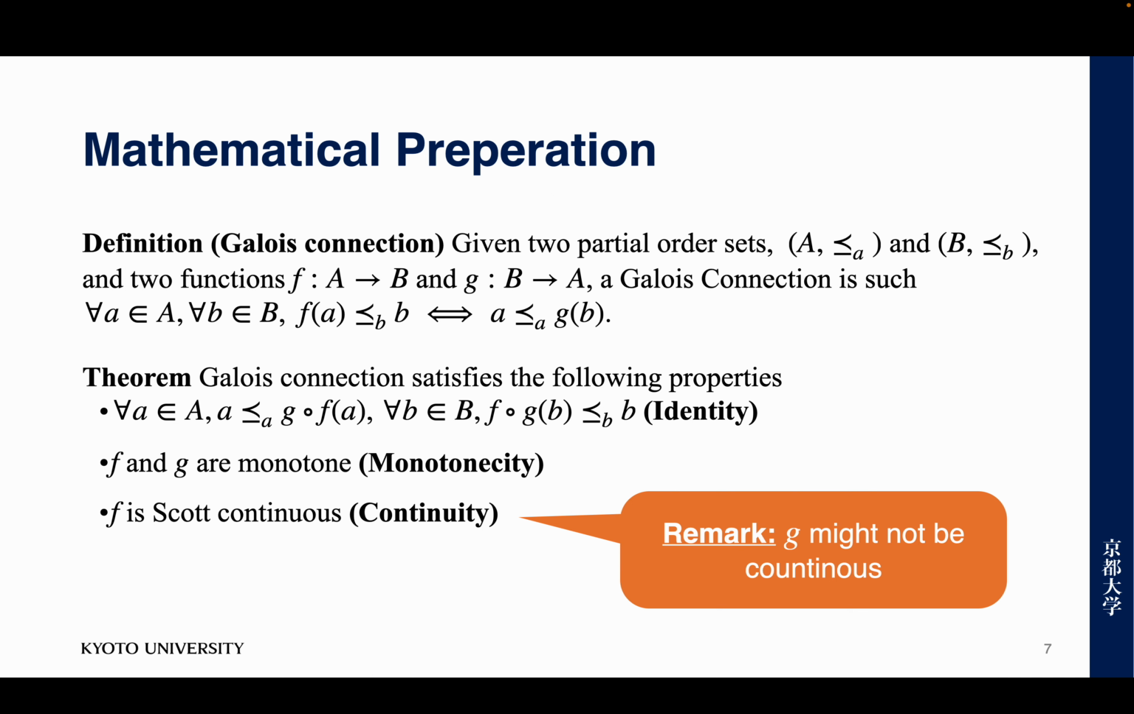We can see that the Galois connection is closely related to soundness and completeness that we introduced, or actually reviewed, in the previous sections. So the Galois connection also satisfies the following three properties. The detailed definitions of monotonicity and Scott continuity and their corresponding proofs are given in the handout. If you are interested, please read at your convenience.